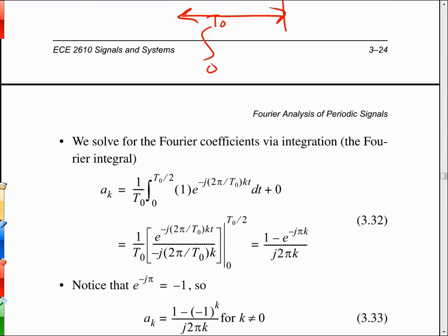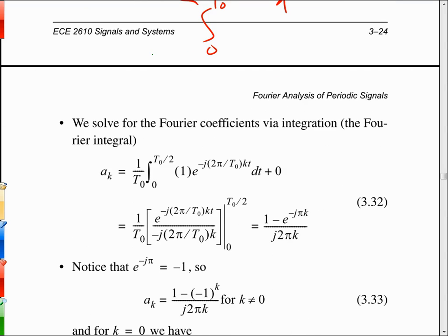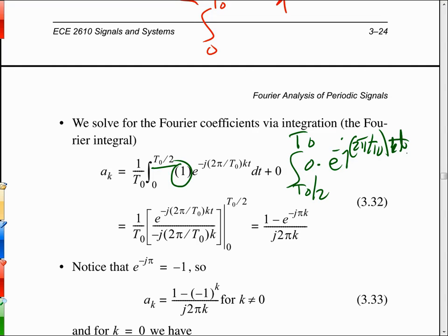So I plug into that integral, and the first thing I do is a piecewise integration because I recognize that the function is only 1 on the interval 0 to T naught over 2. And then over here, I nominally had an integral that went from T naught over 2 to T naught, but its integrand was 0 times e to the minus j 2 pi over T naught times kt.